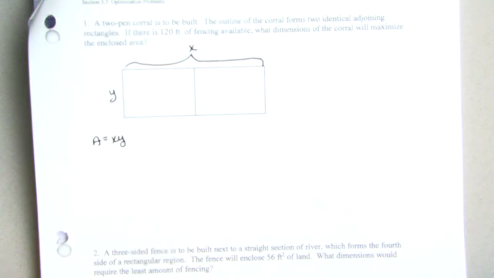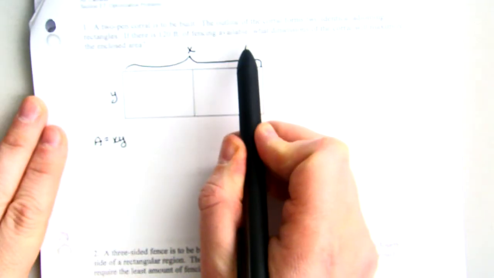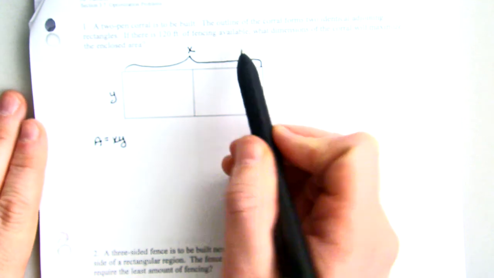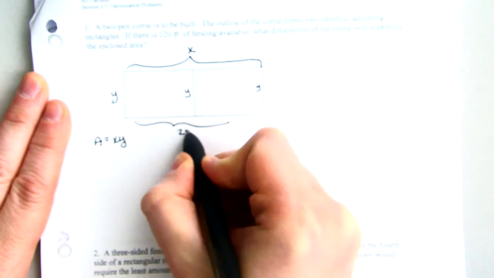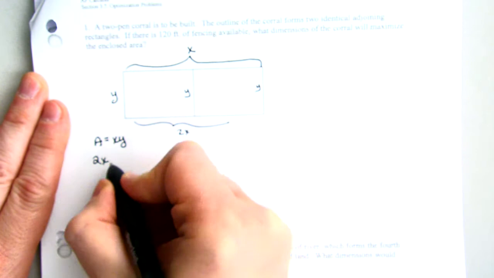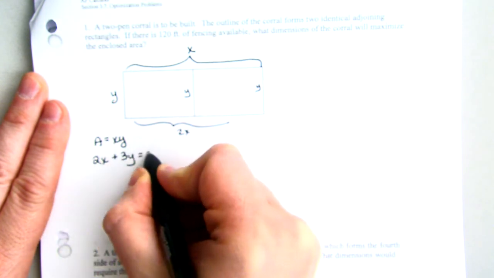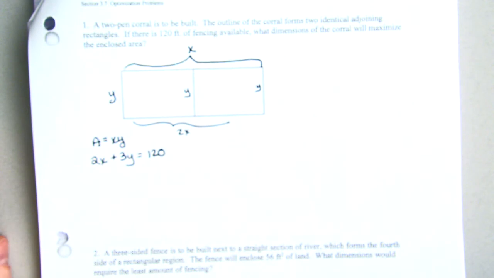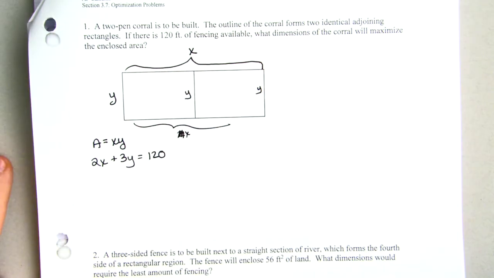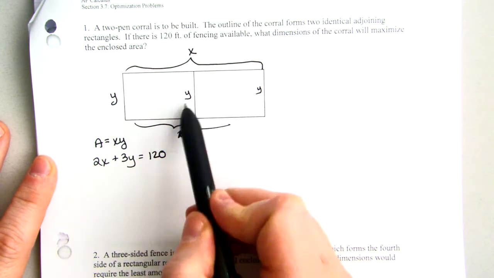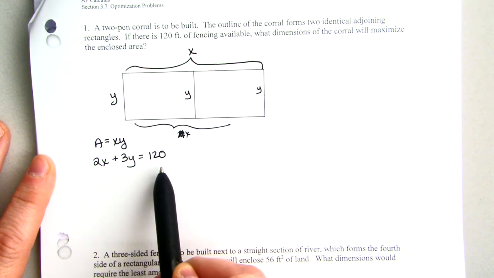Next, they're telling us there's 120 feet of fencing available. That's going to give me my secondary equation. See if you can come up with the secondary equation. Well, let me see. I've got 2x. I've got 3y, so 2x plus 3y equals 120. Don't know why I called that 2x. That's just x. I've got x on the top, x on the bottom, y, so x plus x plus 3y, 2x plus 3y equals 120.